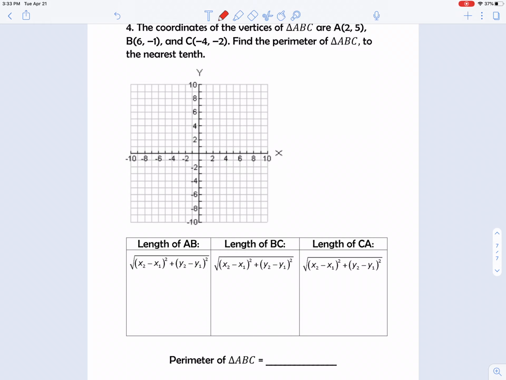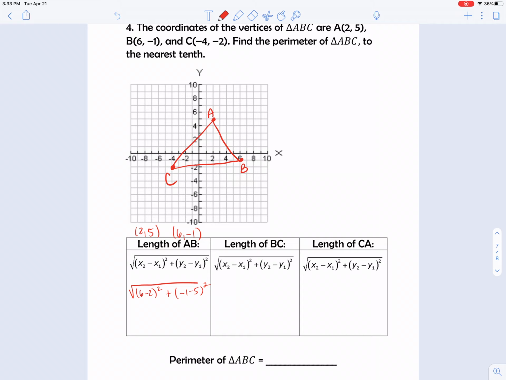Here, I'm going to plot the 3 points and see -4, -2. And I'm just going to use distance formula. So I'm sorry that I drew it poorly. Using AB, so A is 2, 5, B is 6, -1. And I'm going to subtract the x's, so 6 minus 2 squared, plus subtract the y's, -1 minus 5 squared.